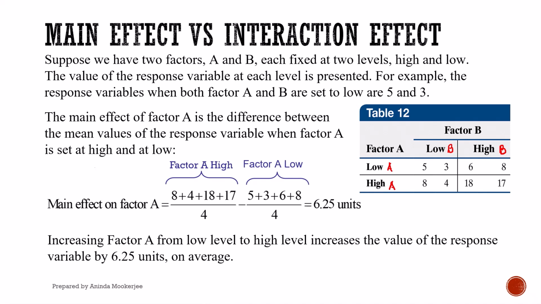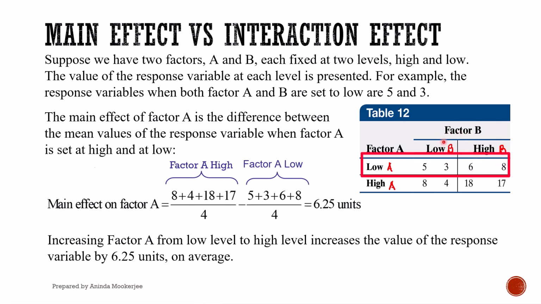Now, when we are talking about the main effect of factor A, the main effect of factor A is the difference between the mean values of the response variable when factor A is set at high and at low. So when we consider the main effect of factor A, we find the average of all the values associated with low of factor A. So 5, 3, 6, 8.